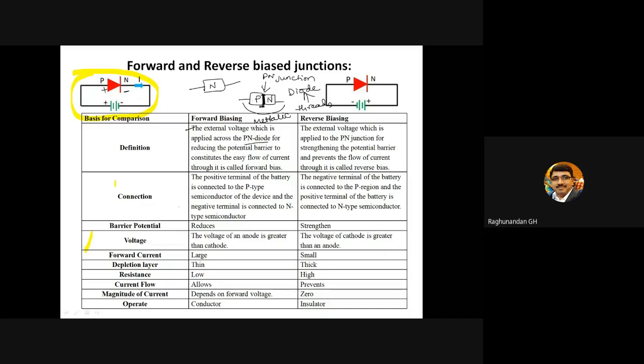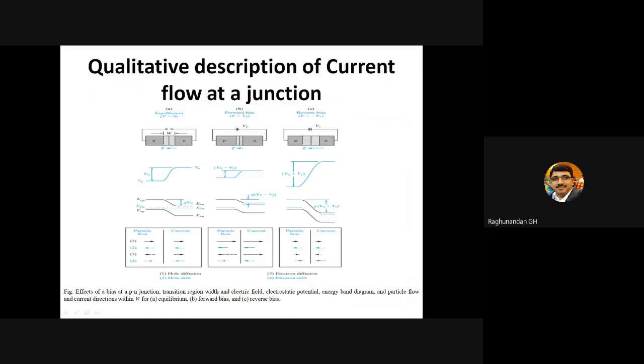This is the first topic of this particular chapter. After this, the next one is the qualitative description of current flow at a junction.